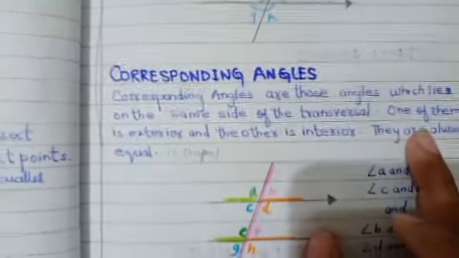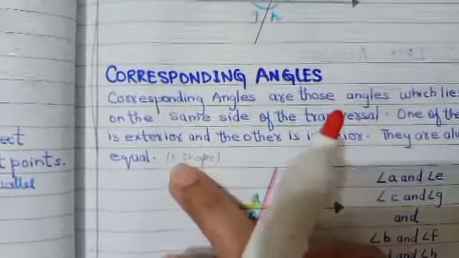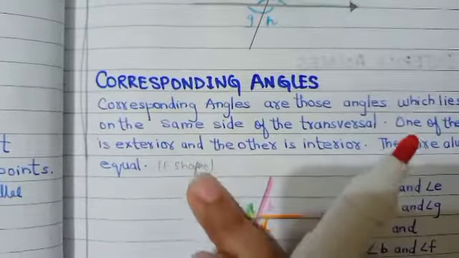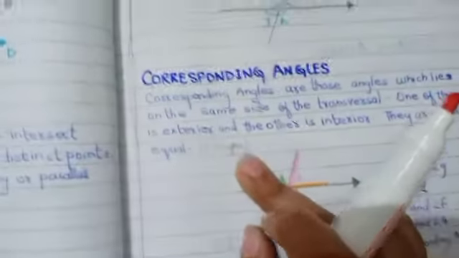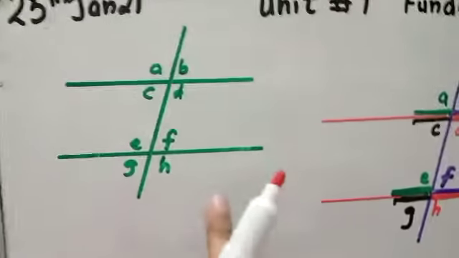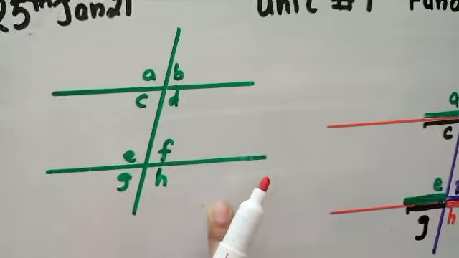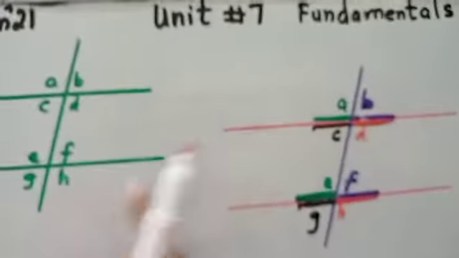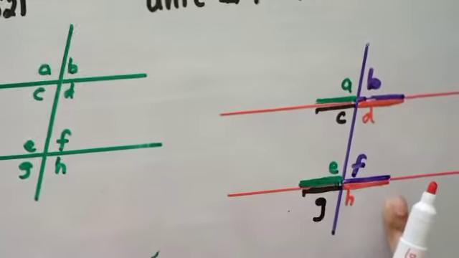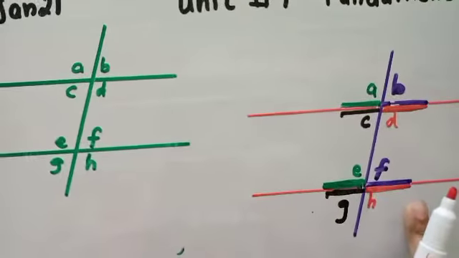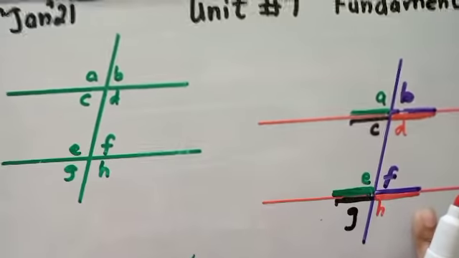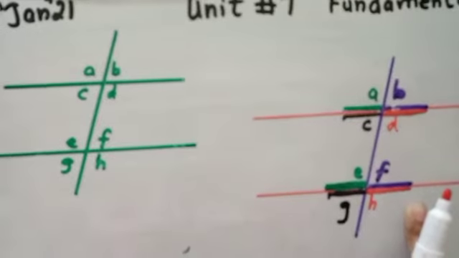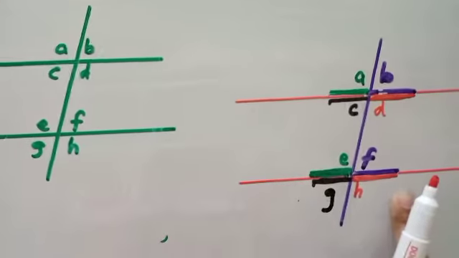Now, how will you identify corresponding angles? They make an F shape. Now let's look at it over here. This was the main figure, A, B, C, D, E, F, G, H. Now I have divided them into 4 parts. If you can see 4 colors over here. So 4 parts I have divided, and now I am telling you what the corresponding angles are over here.